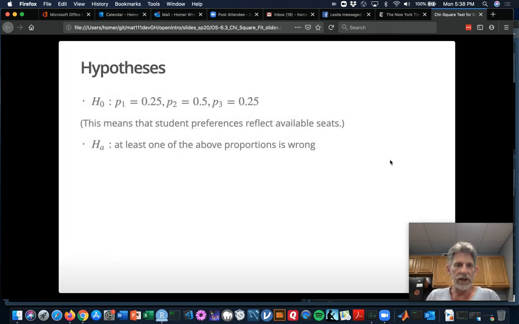So what I mean is this. Is the probability that a Georgetown College student prefers the front equal to 0.25? And the probability that a Georgetown College person prefers the middle equal to 0.5? And the probability that a Georgetown person prefers the back equal to 0.25? If that were the case, then student preferences would reflect available seats. Let's call that the null hypothesis.